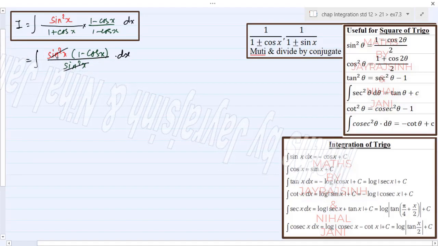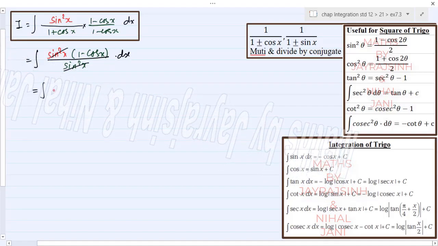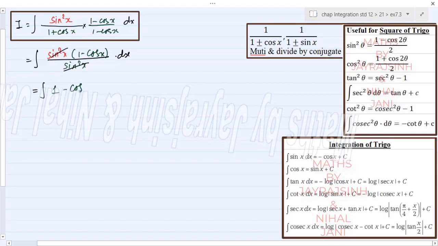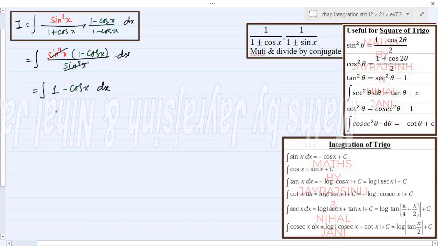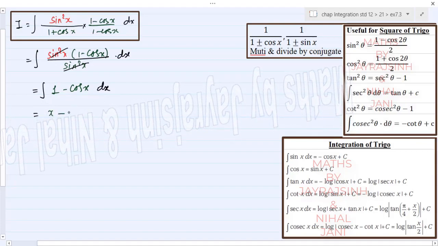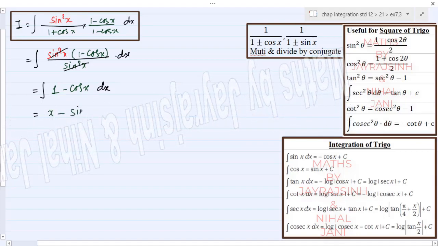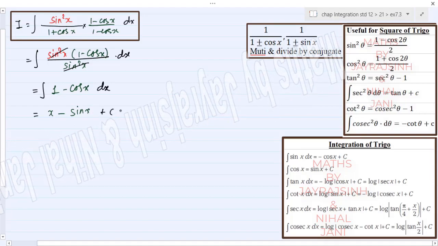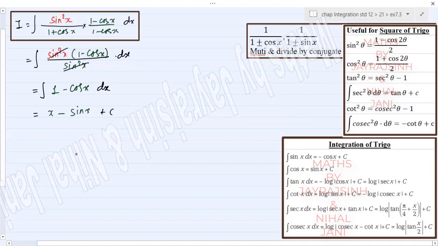So here, sin square x will cancel out. We just have to integrate 1 minus cos x. So integration of 1 will be x minus integration of cos x will be sin x plus c is your final answer. Ta-da!